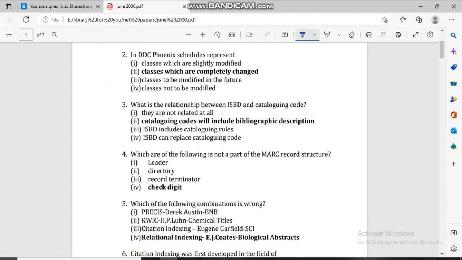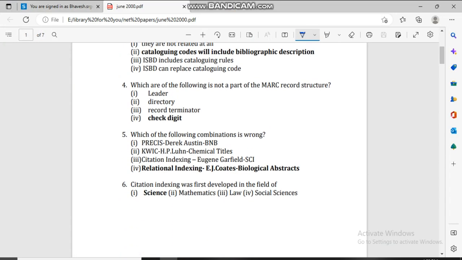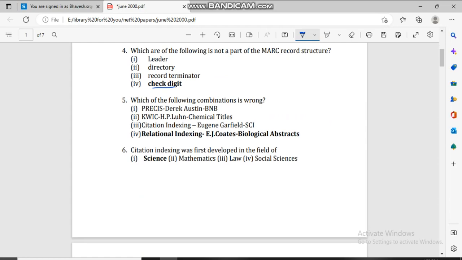What is the relationship between ISBD and cataloging code? The cataloging codes will include bibliographic description. Which of the following is not a part of the MARC record structure? Check digit. Which of the following combinations is wrong?